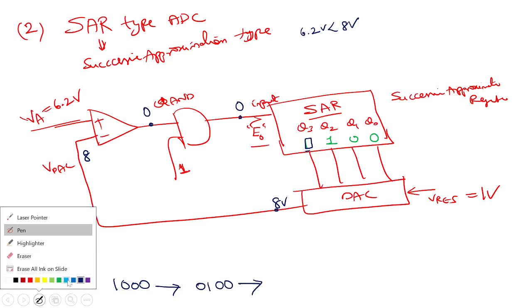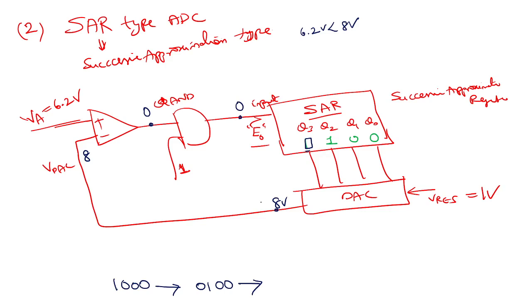Let me pick up this blue pen. Now 0100 means it is 4. So the 4 comes here. 6.2 is greater than 4, right? That means the output is 1. Now 1 has come, that means don't do anything to this, change the next one. Keep that one as it is. Are you getting it? So you got 0110. Let's see what is the next state.